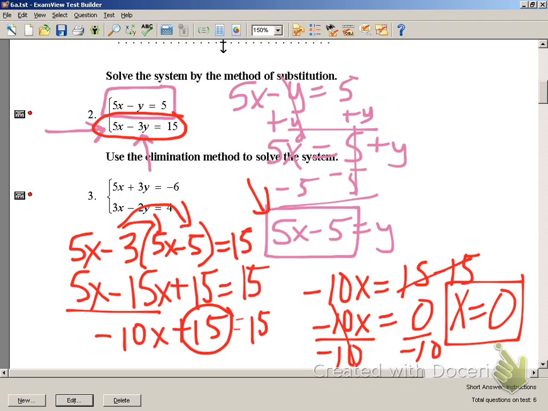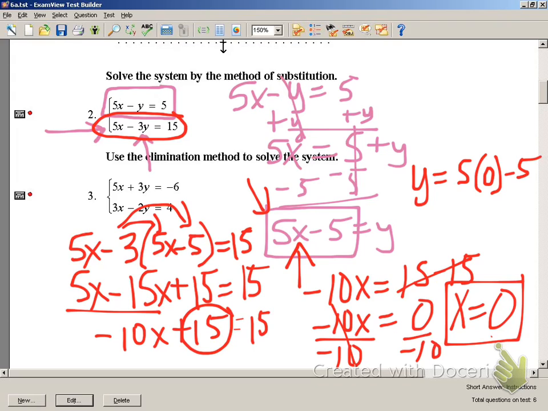But we're not finished. In order to solve a system, you have to have both an x and a y value. I know what x is. So I'm going to go to this equation here. And since x was 0, I'm going to plug that back in. I'm going to substitute that in to solve for y. So y equals 5x, or x is 0, minus 5.